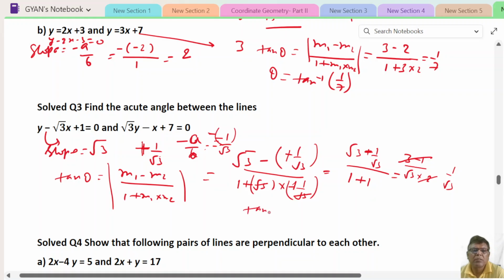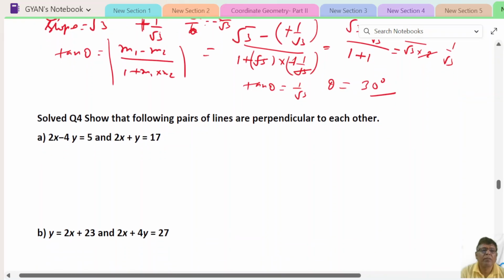So tan theta is equal to 1 by root 3. Tan theta is equal to 30 degree. So this is the answer. Now come to the fourth question.